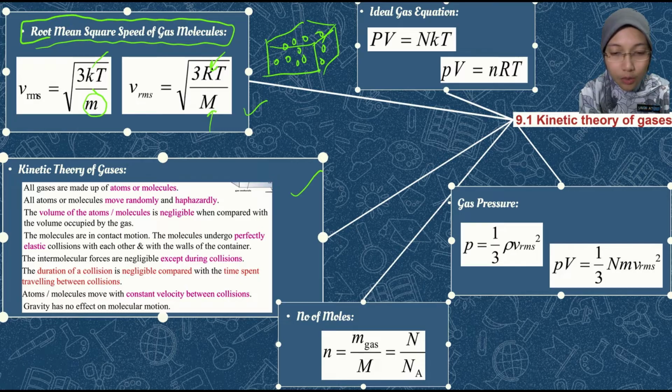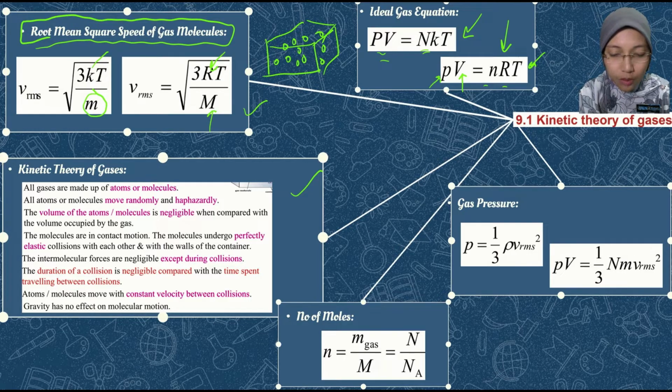And also for this subtopic, you have the ideal gas equation. I believe you have learned this in secondary school. So we have PV equals NkT or PV equals nRT. P here is the pressure, V is the volume, T is the temperature. Everything, as always, must be in SI units when you do your calculation.